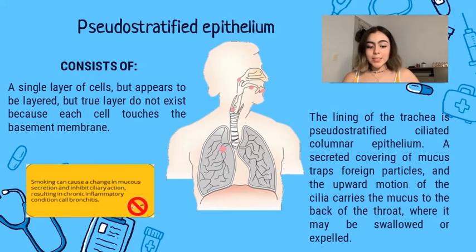Our next one is pseudostratified epithelium, which consists of a single layer of cells but appears to be layered, which is just appearance since each cell touches the basement membrane. The most widely distributed pseudostratified epithelium is the ciliated type found in the trachea and the primary bronchi, the auditory canal, part of the tympanic cavity, the nasal cavity, and the lacrimal sac.